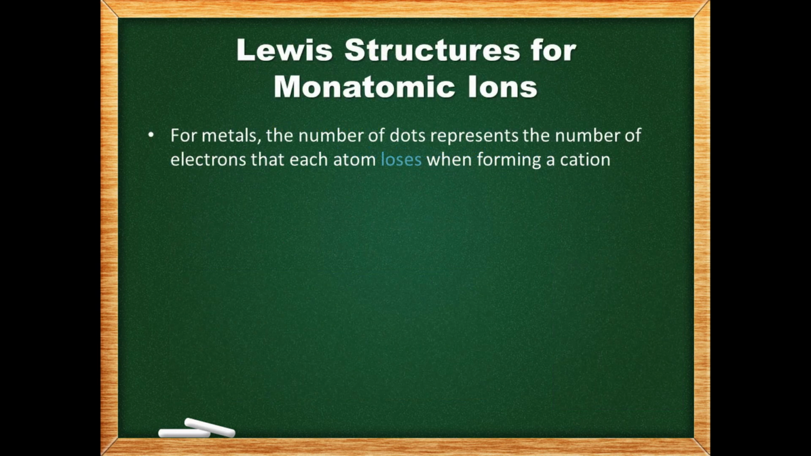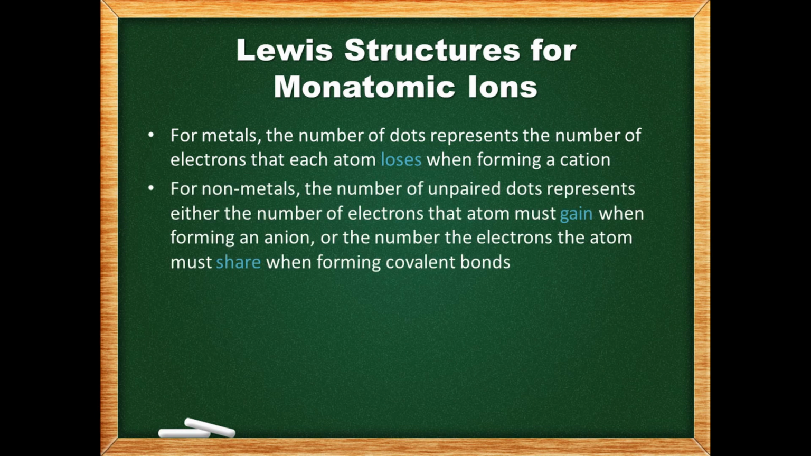What happens if we have ions? For metals, the number of dots represents the number of electrons that each atom loses when forming a cation. For nonmetals, the number of unpaired dots represents either the number of electrons the atom must gain when forming an anion, or the number of electrons the atom must share when forming covalent bonds. From this, we see that drawing the Lewis structure for monatomic ions is also pretty straightforward.